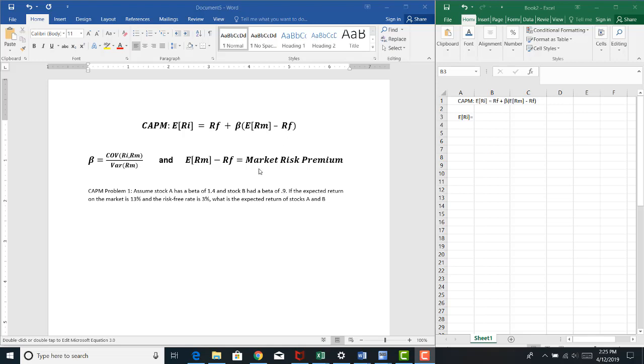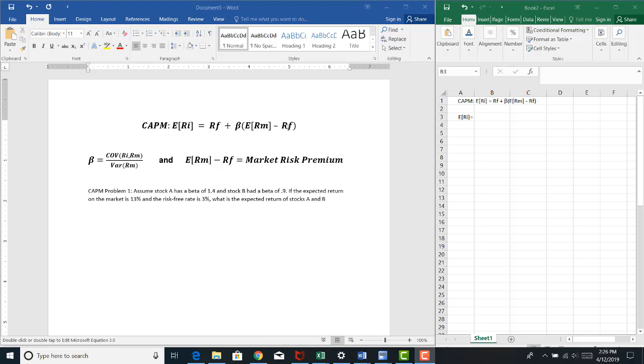A couple of things to note here. That difference is often called the market risk premium. Okay, so sometimes you'll hear that the market risk premium is 10%. Other times you'll hear that the expected return on the market is 13%. Notice that the excess return that the market pays in excess of the risk-free rate is the market risk premium. Typically, we use short-term U.S. government bond yields as our measure of risk-free rate.